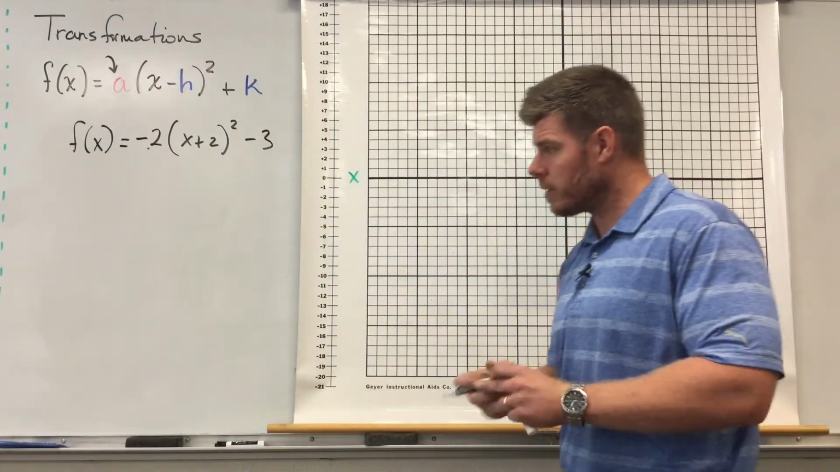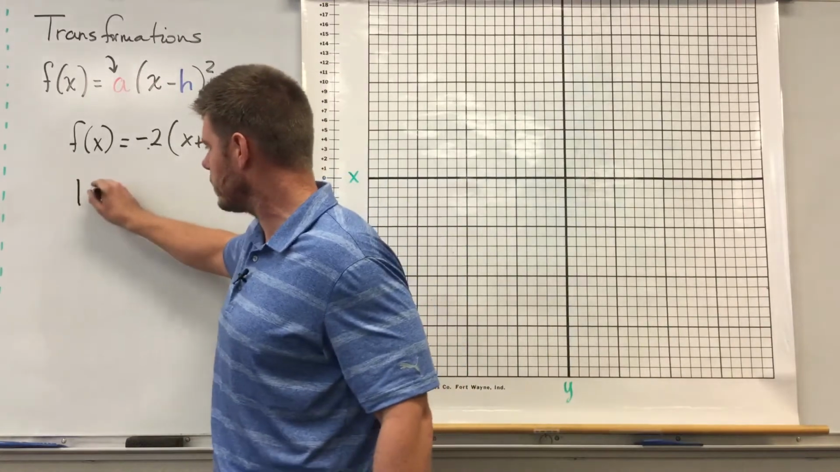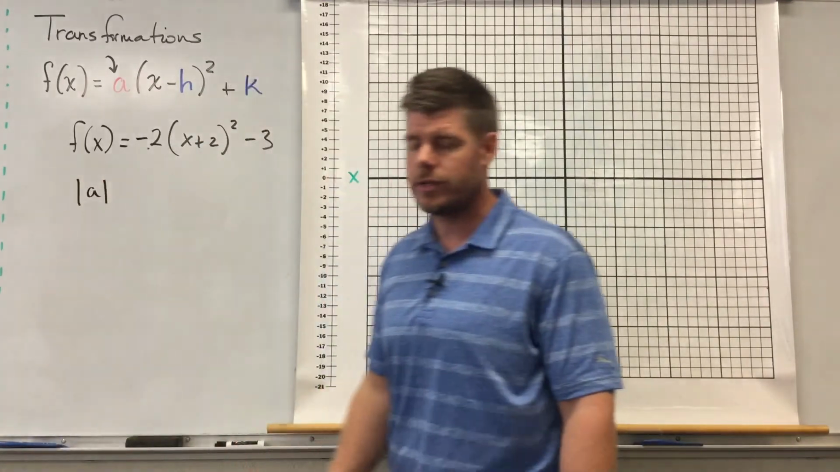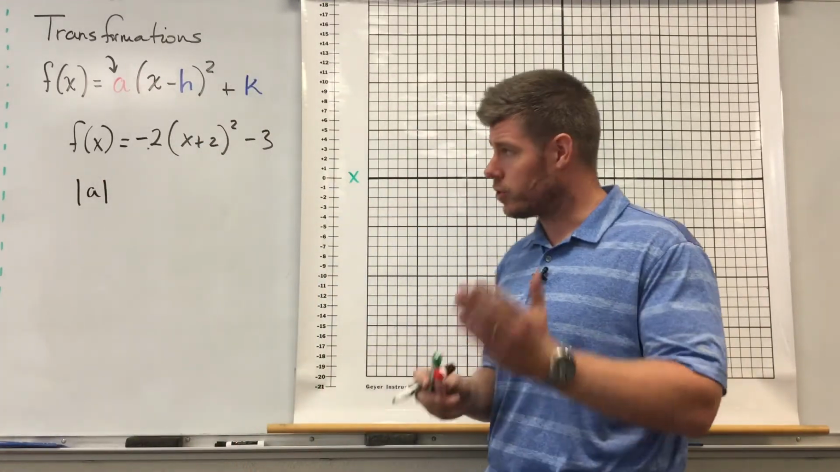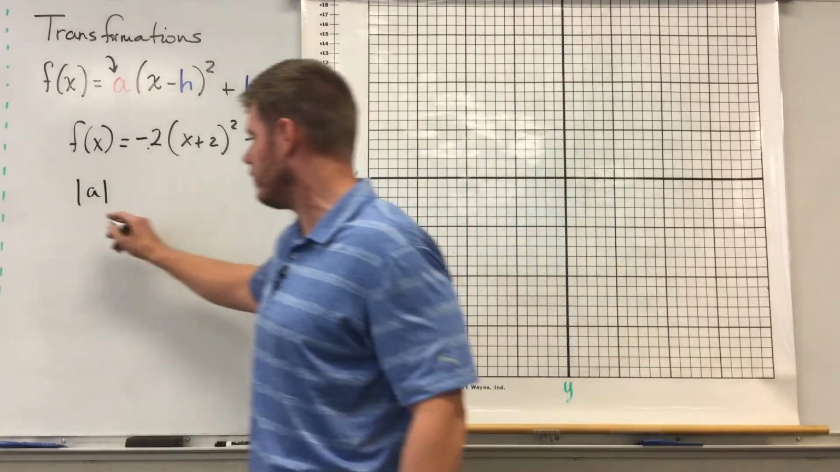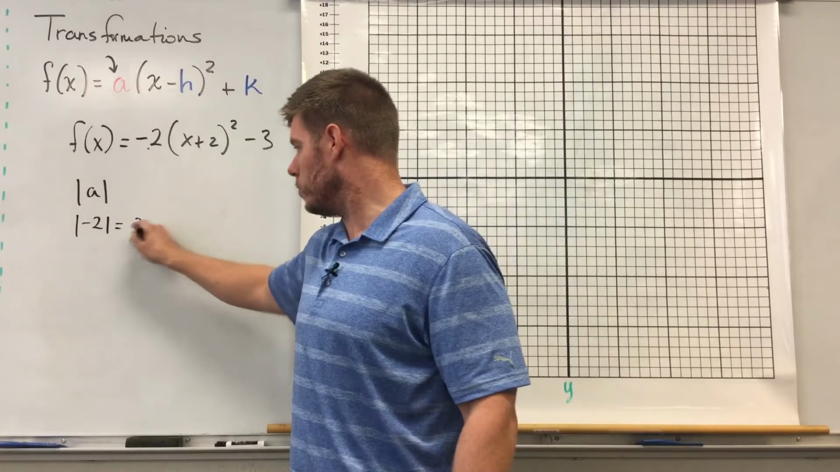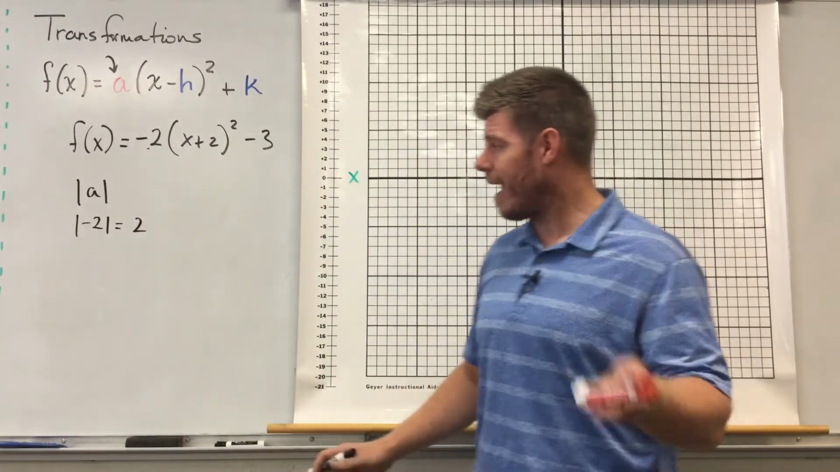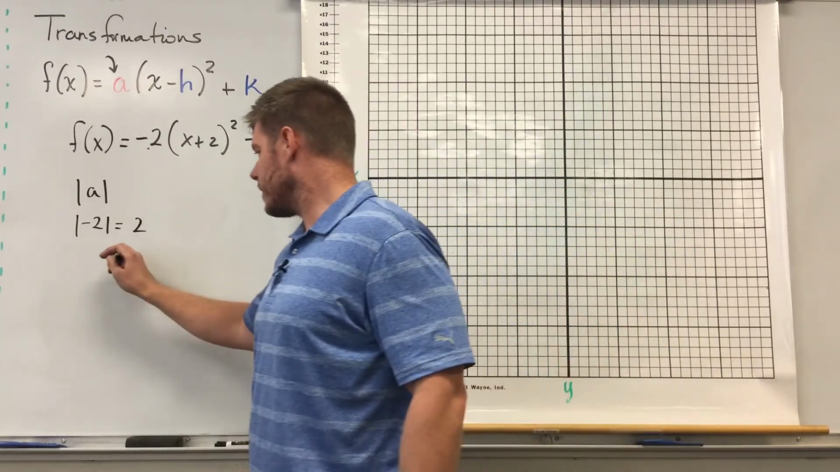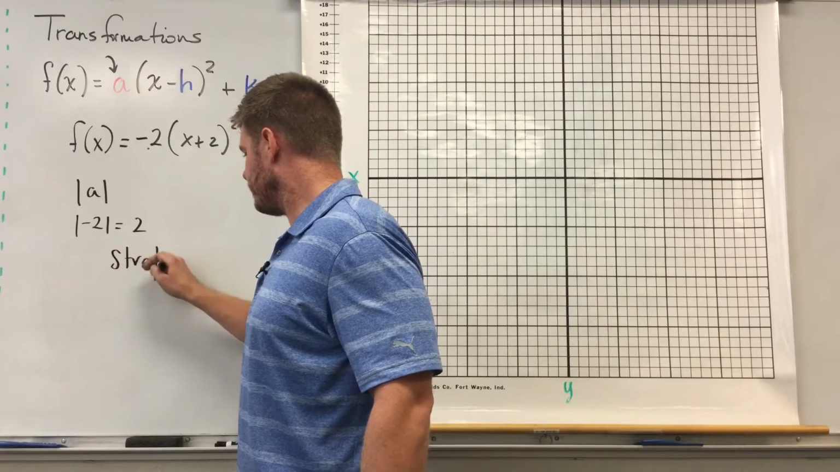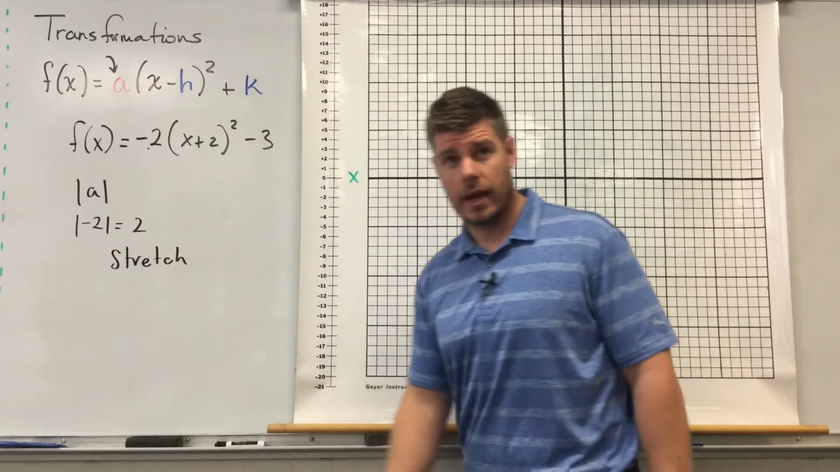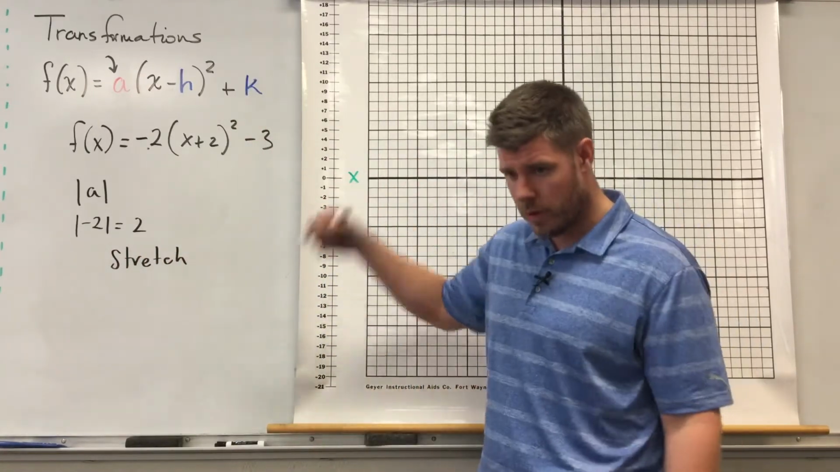So first things first, if you're in the teaching lesson, it is the absolute value of A that is going to determine what I have here. Is it a stretch or is it a compression? So the absolute value of A, so what is the absolute value of -2? The absolute value of -2 is 2, all right? So therefore, I have a stretch. So this, again, is going to be a stretch. All right, that's the first thing I would notice here. So I'm going to stretch my point away farther.